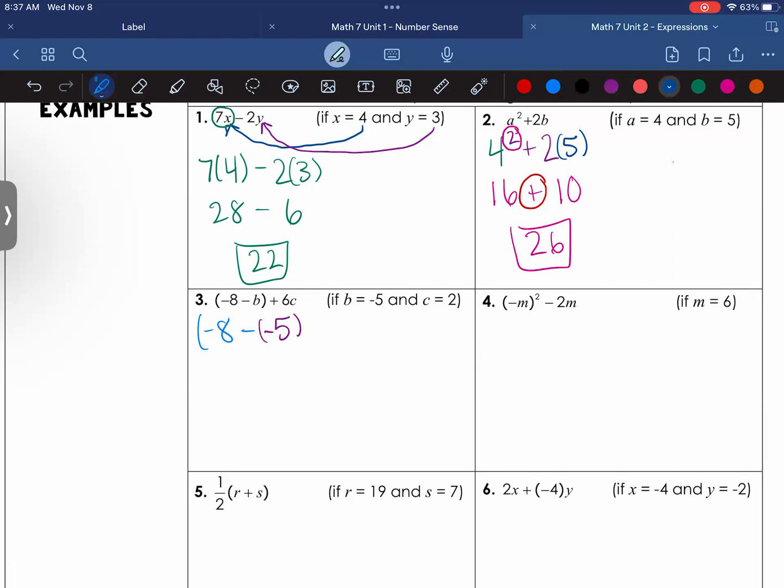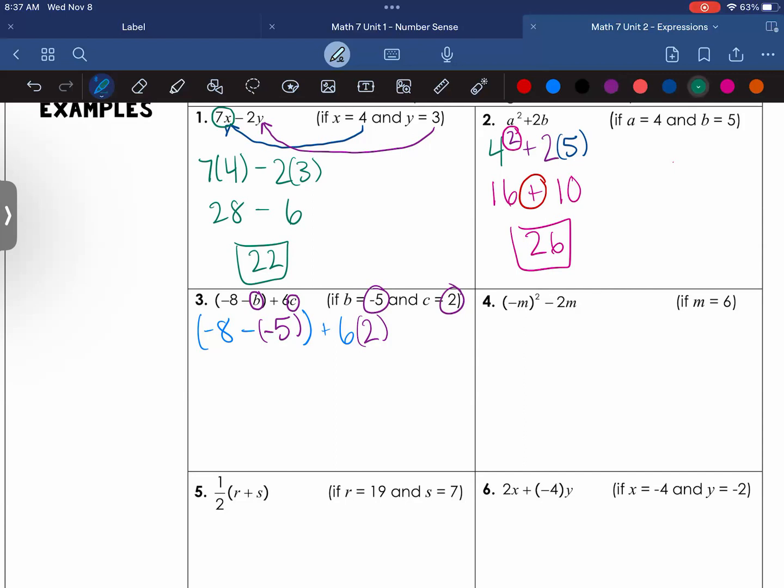And I put it in parentheses just so that those two negative symbols were separate. Don't forget the rest of our equation or our expression. So plus 6 times c. C is 2. Now again, if you're confused at all, I just replaced b and c with the values over here that we were given.